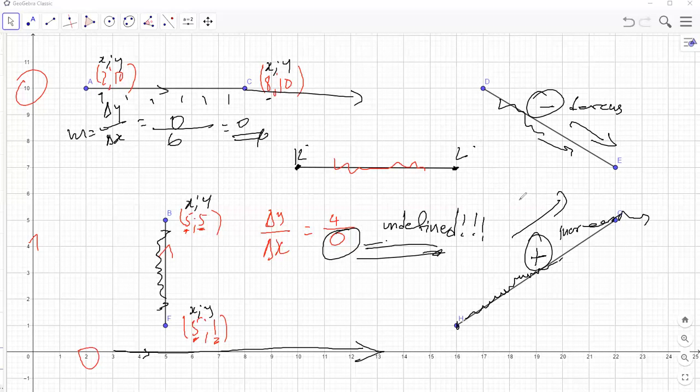Okay, that's what you call the slope man. Okay, there's the slope man, right? Positive gradient, negative gradient, undefined gradient, zero gradient. Okay, so I hope you guys have gotten this.